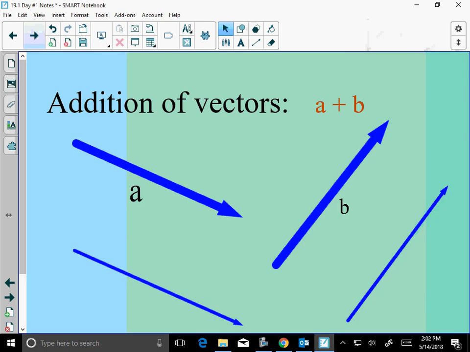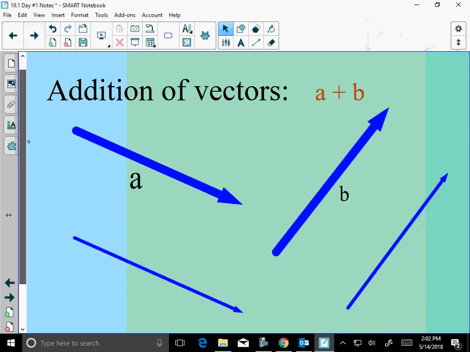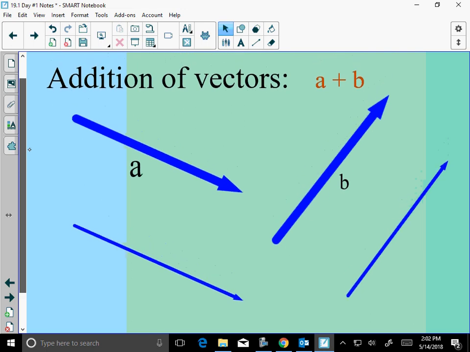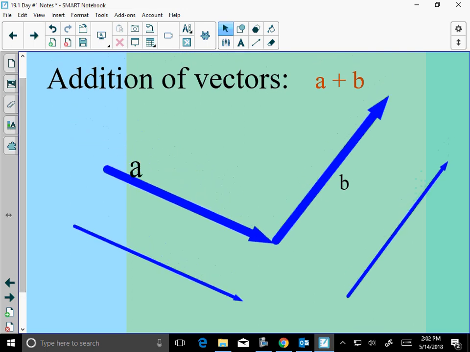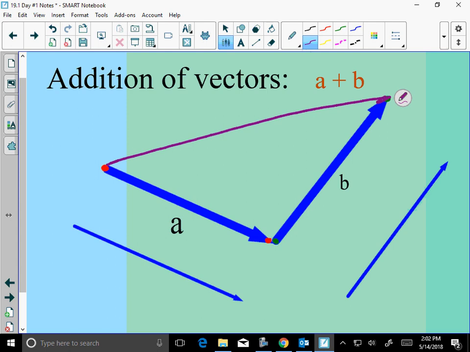Addition of vectors. When adding vectors, I take my first vector, here's the head of the first vector right here, here's the tail of the first vector, to the tail of the second vector, and finish with the head of the second vector. So the vector A plus B would be the vector that connects the tail of the first to the head of the second. That's A plus B.